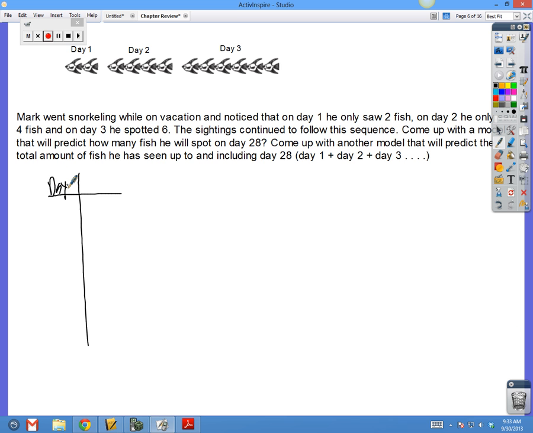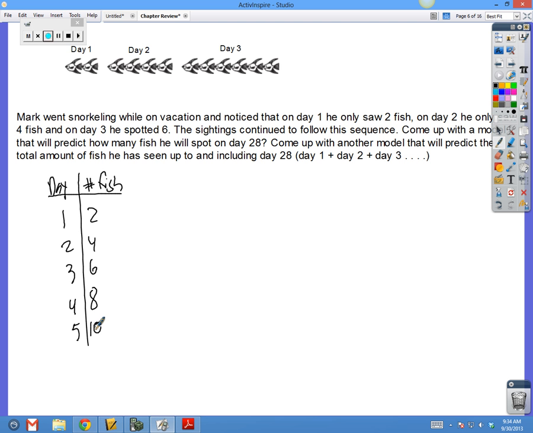Day, and this is number of fish. So day 1 he sees 2 fish. Day 2 he sees 4 fish. Day 3 he sees 6 fish. Day 4 he sees 8 fish. Day 5 he sees 10 fish. So this is a linear.